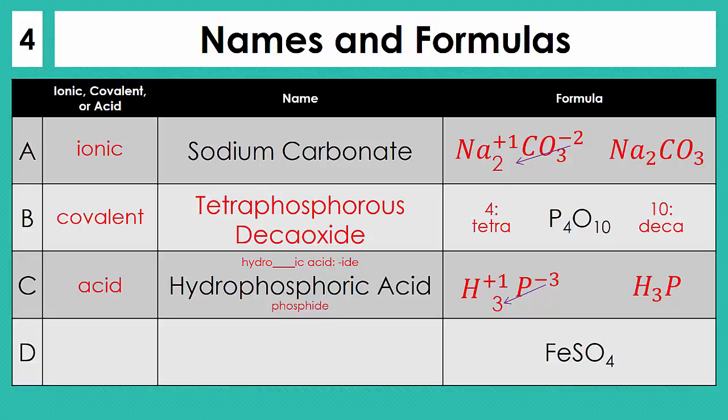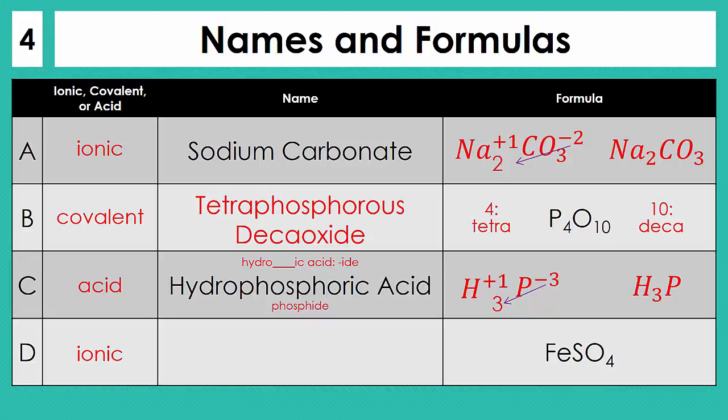Next, I have FeSO4. So Fe is a metal, it's iron, and SO4 is a polyatomic ion. The fact that I have iron, sulfur, and oxygen, 3 different types of elements, is a big clue that there's a polyatomic ion in the formula. So this is ionic. Whenever we name an ionic compound, we have to name each ion.